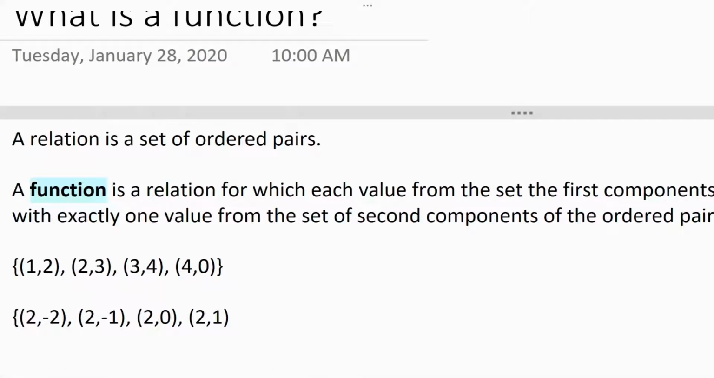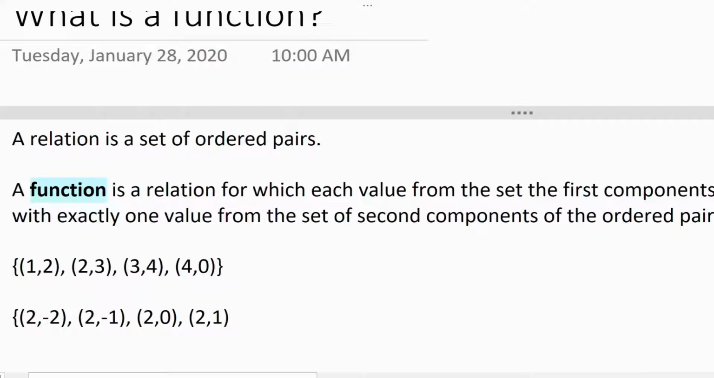So what it means is that each value here, each x value, or first value, corresponds to only a single y value. So there's only one value of 1 here, and that's 2. There's only one value of 2 here, which is 3. So if this is just linear, just going along, and then there's (4, 0), which is an outlier, but it's still part of the function.